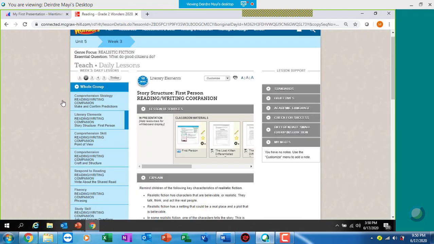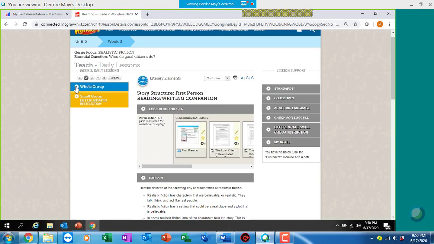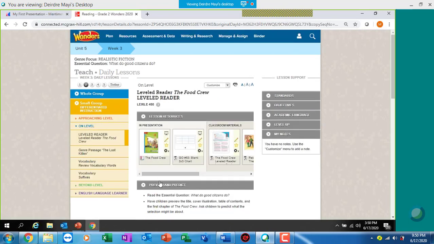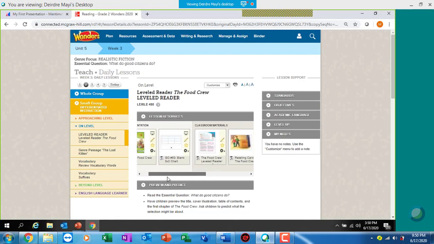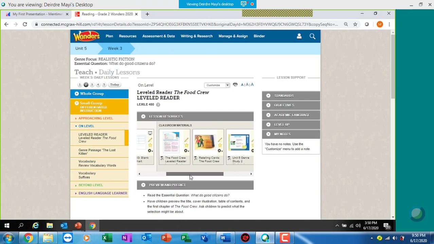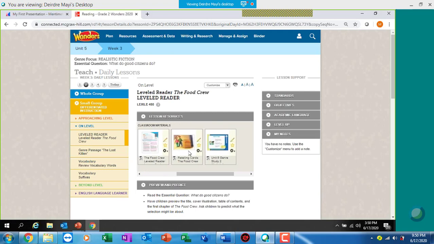So if I close up the whole group, I can open up small group and go to my particular group. I can open up my leveled reader. Here's the leveled reader along with a graphic organizer. Here's my leveled reader lesson card. Here's a set of retelling cards that even go with this selection.